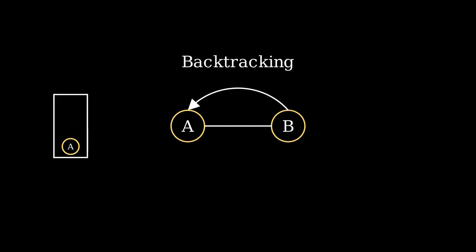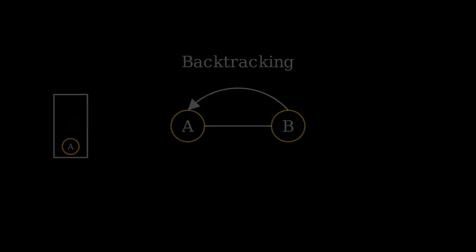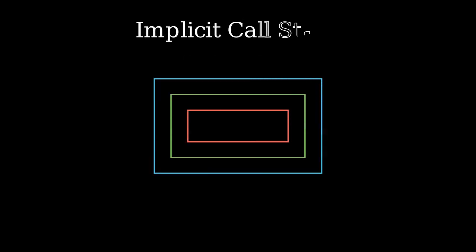Let's apply this to a graph. Here are nodes A and B. We visit A and push it onto our stack to track the path. Moving to B, we add it on top as the search goes deeper. We pop B to backtrack, returning to A to look for more nodes. Recursion does this automatically, using an implicit call stack to manage nested functions.